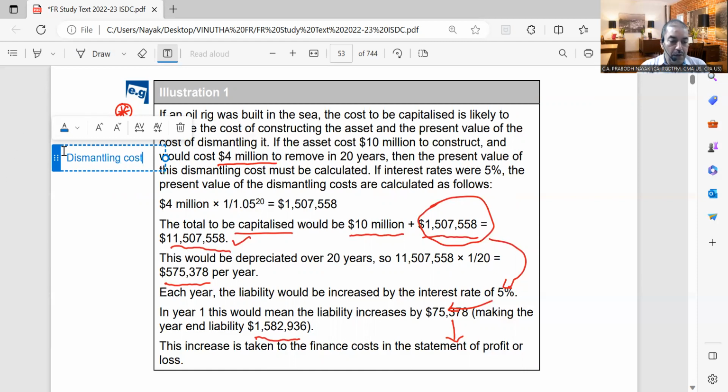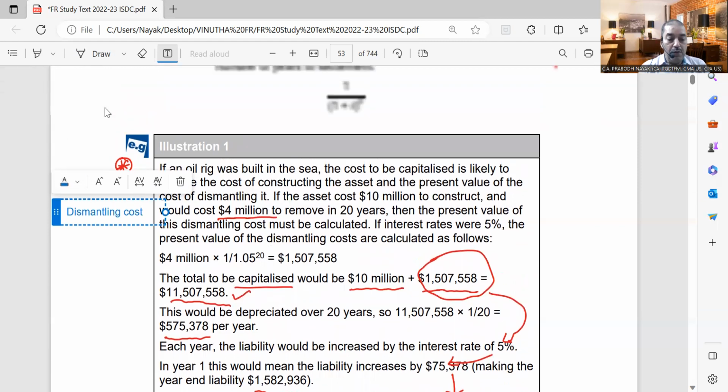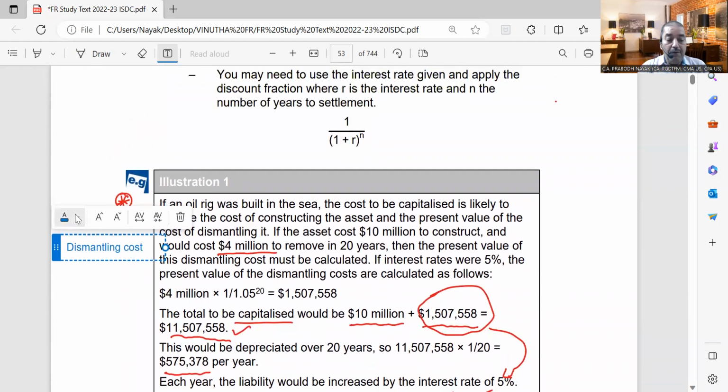Okay, so this particular amount of 4 million is not to be paid now. It is to be paid in future, but I have to make a provision for this, and therefore I will show this now at the present value of $4 million. So dismantling cost, present value of 4 million has to be calculated. Now, what they have given. The present value of this dismantling cost must be calculated.